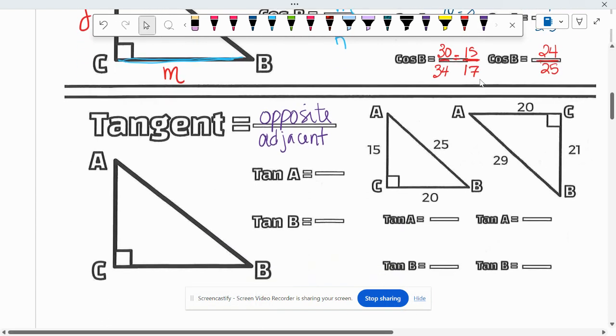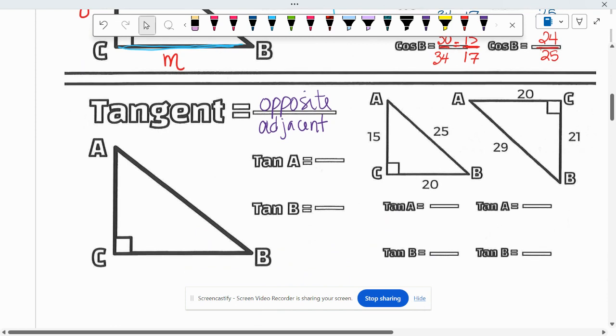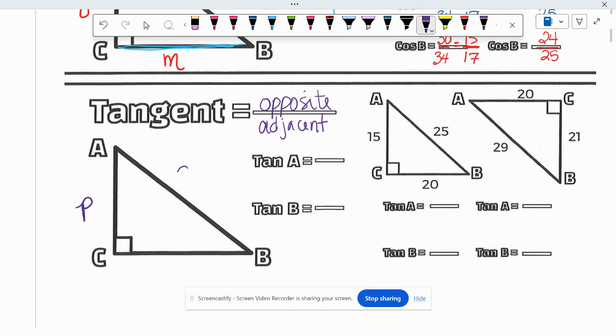Opposite over the adjacent. So I'm going to label my sides again. Let's do P, Q, and T. Is that okay? P, Q, and T. Okay. So in reference to angle A, the tangent of angle A, well, that's the opposite, which is side T, over the adjacent, which is P. In reference to angle B, the opposite is P over the adjacent, which is T. And I said yesterday, oh, wow, look, the tangents are reciprocals of each other. We said that yesterday, okay?